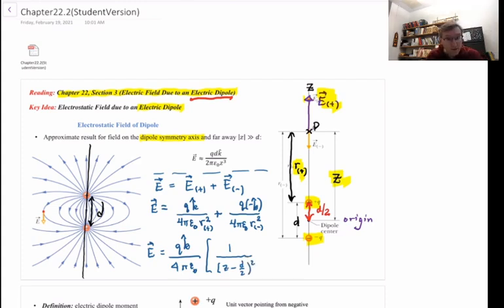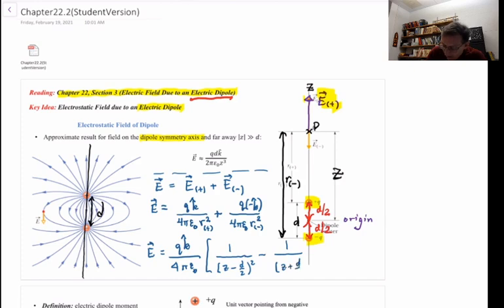Okay, that's 1 over r plus squared. Then I've got minus 1 over r minus squared. Okay, now let me focus on that one. Remember, r minus is from there to there. Note that that's the distance z plus that distance right there, which is, again, d over 2. So this is z plus d over 2 quantity squared, close bracket.